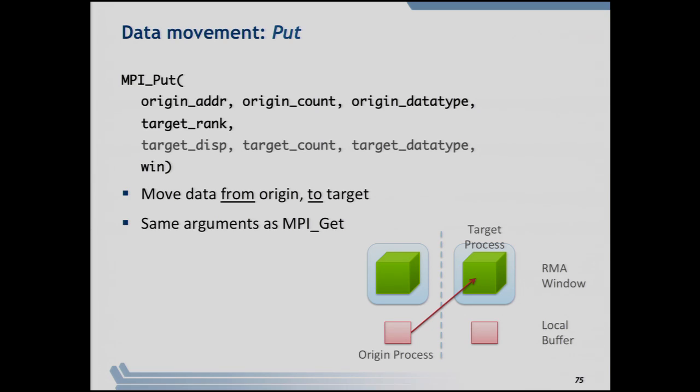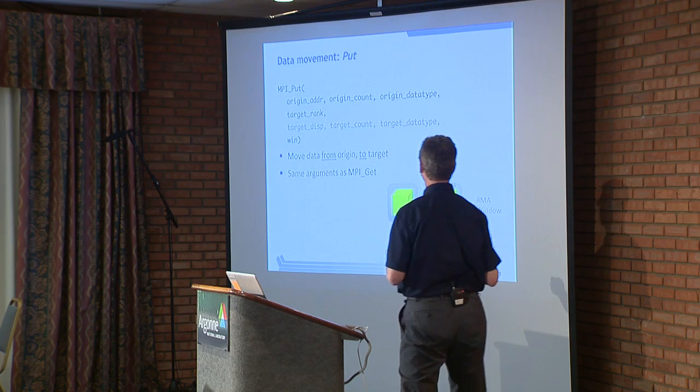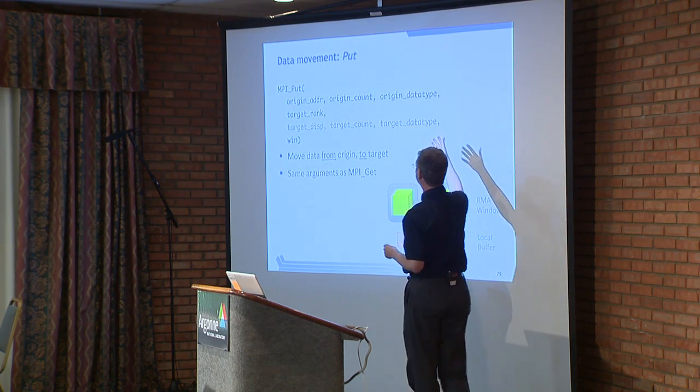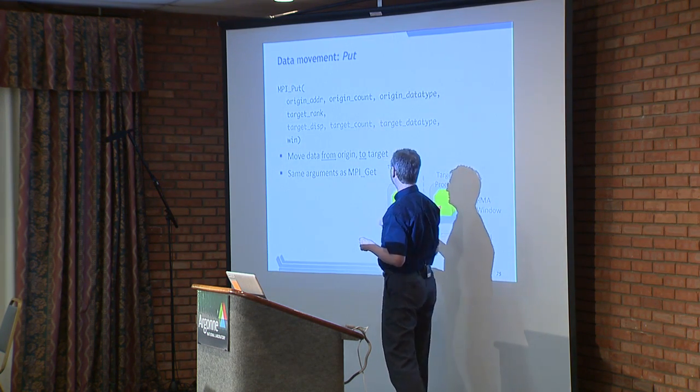So if you want to compare the RMA to send receive, each of the RMA operations essentially provides all the information of both the send and the receive. Notice that there's no tag, so there's none of this tag matching. And this moves data from the origin to the target.